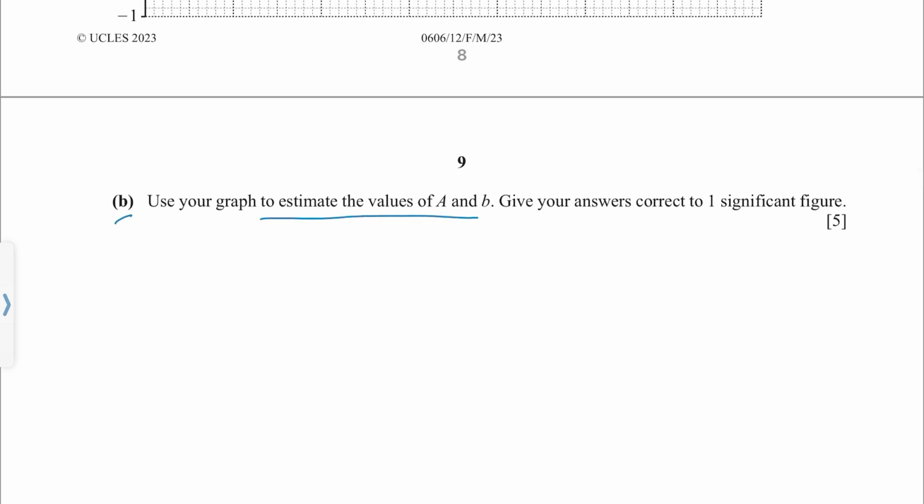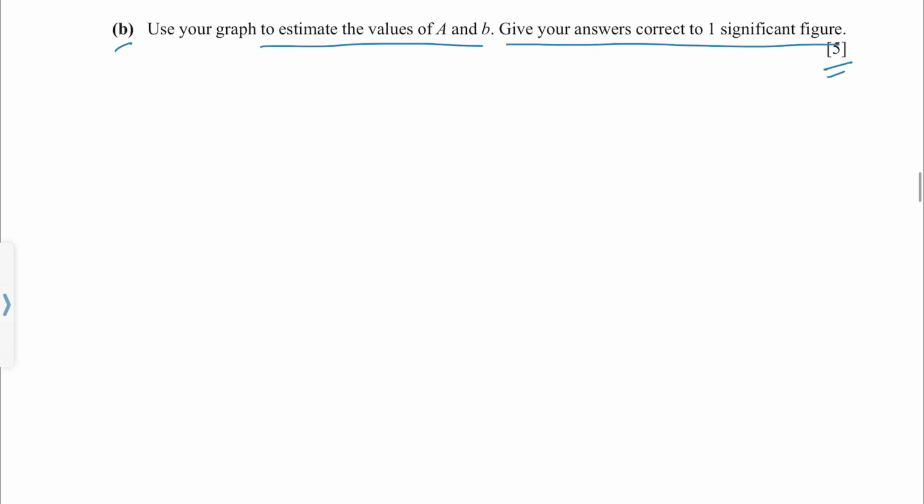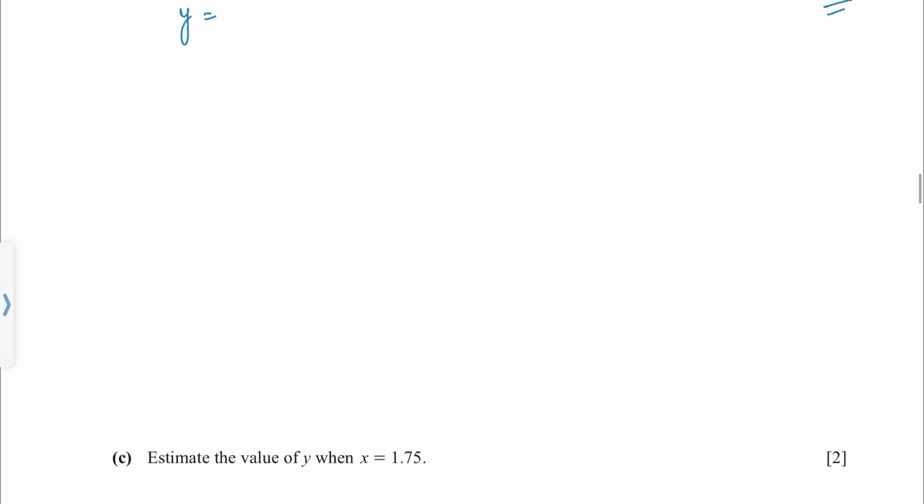Now use your graph to estimate the values of A and B, giving your answer correct to one significant figure, that is of 5 marks. First of all, we need to solve this. y is equal to ab to the power x squared. Now we need to first of all apply ln, ln on both sides.